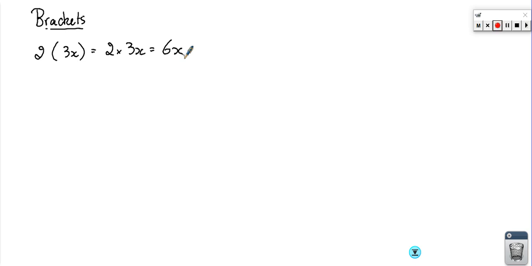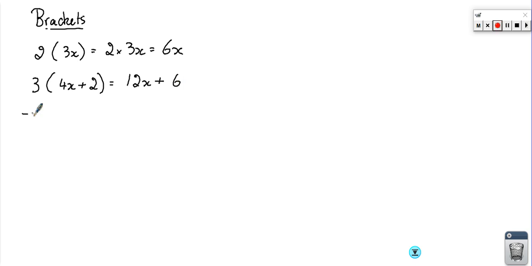All those terms which are inside a bracket are always multiplied by the number outside of the bracket or by another term. So let's consider this: 3 brackets 4x plus 2. This means that 4x plus 2, which is inside the bracket, is being multiplied by 3. Anything inside the bracket multiplied by 3 gives 12x plus 6. Note that everything was multiplied by 3.